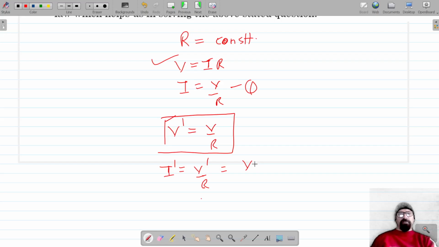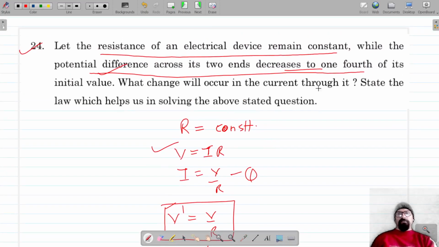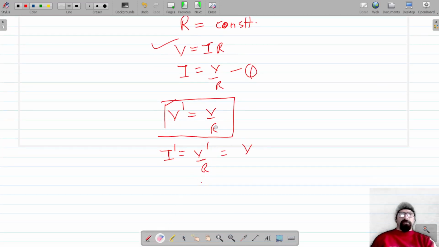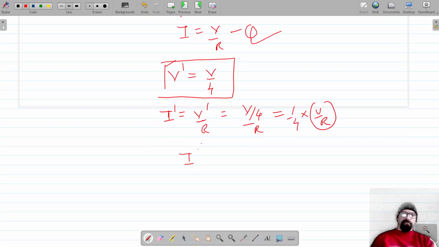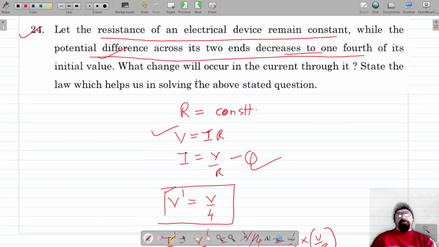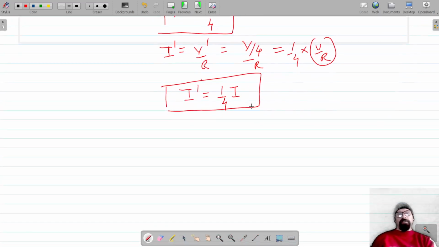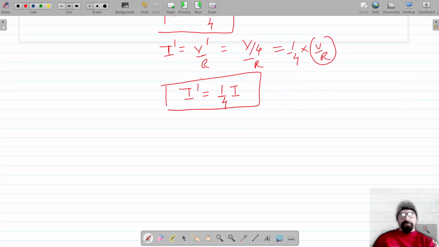The new potential difference becomes 1/4, that means V by 4. So V dash by R becomes 1 by 4 into V by R. Now V by R is the original current. So the new current is 1/4 of the original current. What change will occur in the current through it? We can write here that the current becomes 1/4 of its original value.